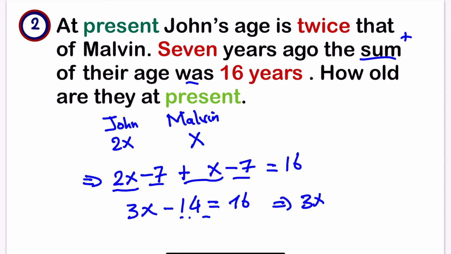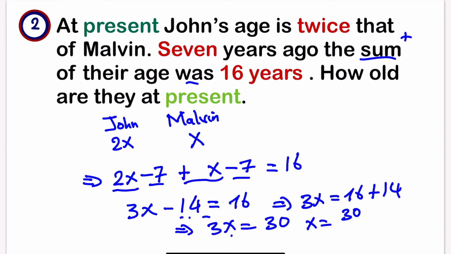This implies 3x. This is minus; when it crosses, it becomes plus. So we are going to have 16 plus 14. Now 16 plus 14 is 30. So 3x will be equal to 30. Ask yourself, 3 times which number is 30? It means 10. This implies x is 30 divided by 3, which is equal to 10.